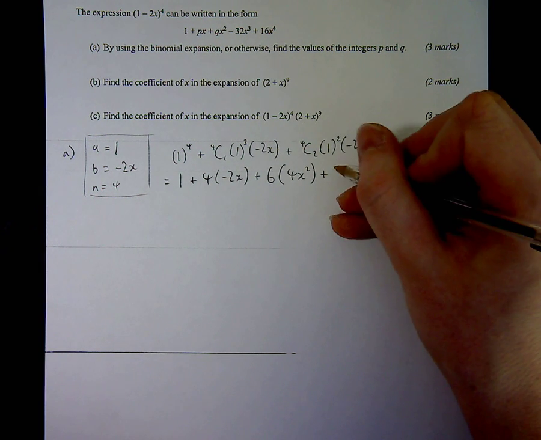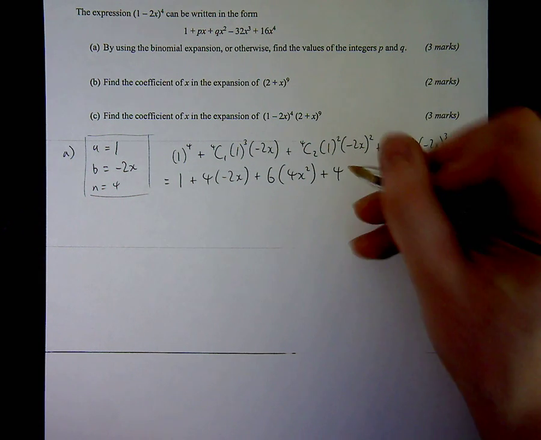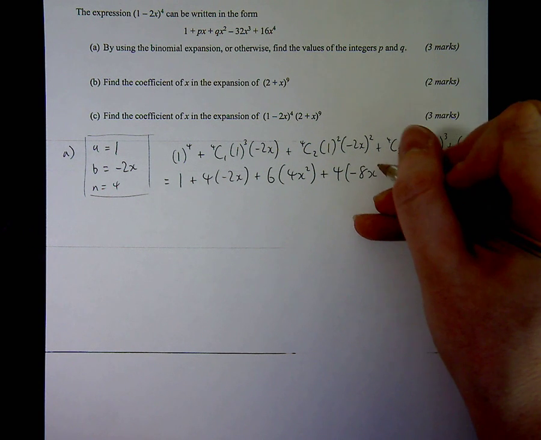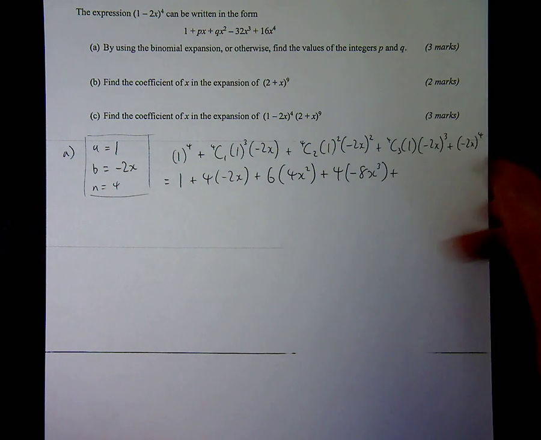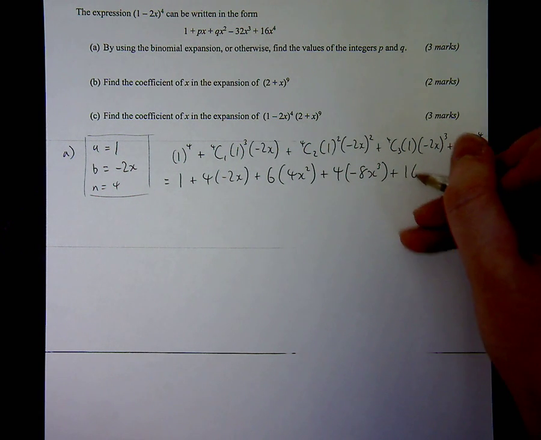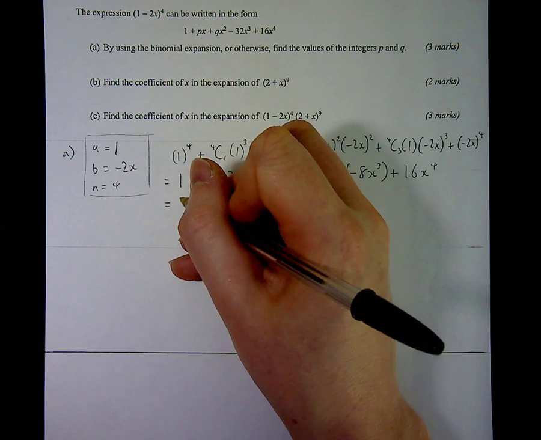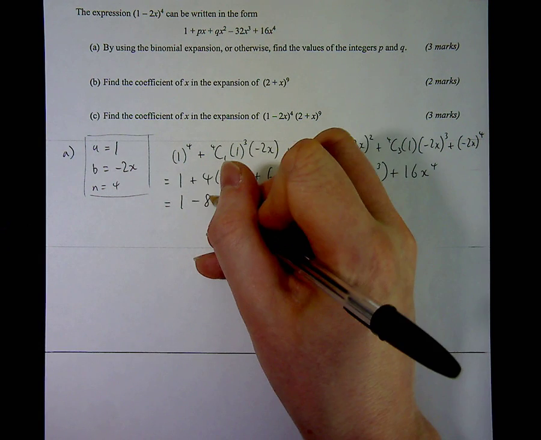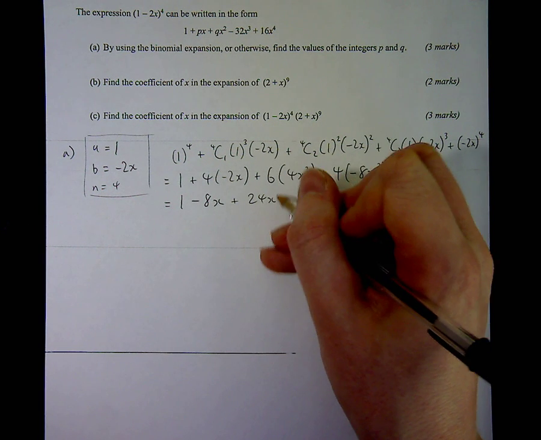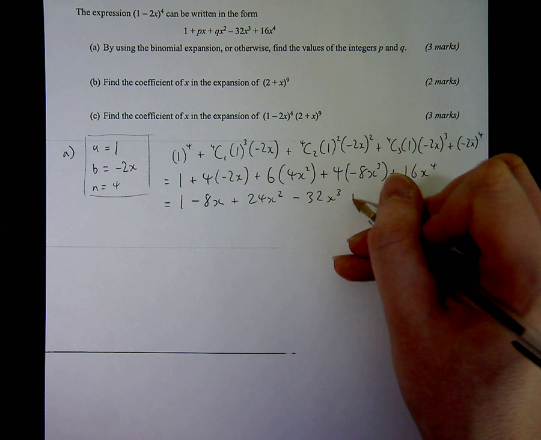calculator if you want to, you get 4 multiplied by 1 multiplied by negative 2x cubed, negative times a negative times a negative, will be negative, so it will be negative 8x cubed, plus negative 2x to the power 4, again this is an even power, that will be positive, so it will be 16x to the power 4. Final bit of multiplying out gets me 1, 4 times negative 2x is negative 8x, 6 fours are 24x squared, 4 times negative 8 is negative 32x cubed, plus 16x to the 4.